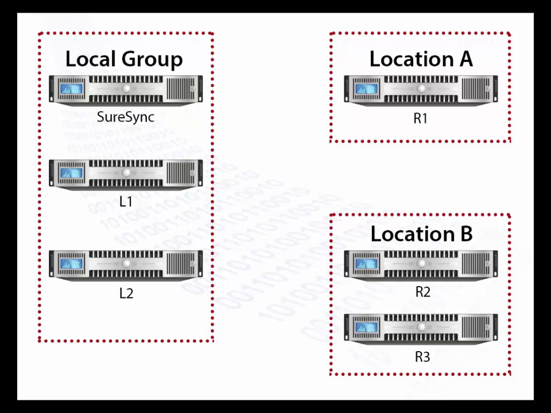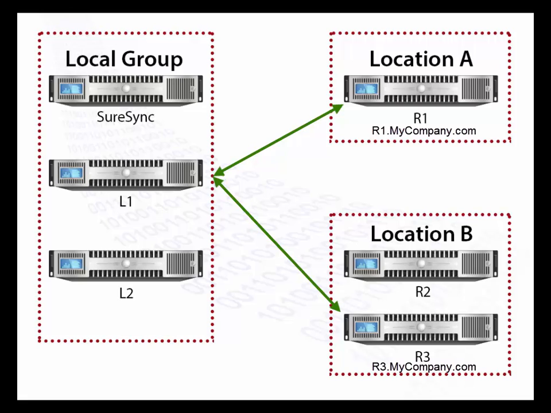Communicating with a remote location is still not that difficult. Assuming that they're not within the same domain, you can simply use a DNS address or an IP address to get to those various locations. The database on your SureSync machine will contain the configuration information for how to connect to the remote machines. Each of the local machines, such as L1 and L2, can use that configuration to reach the remote machines.